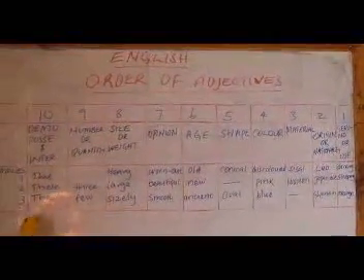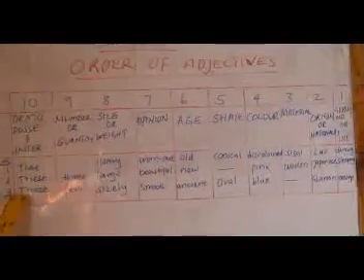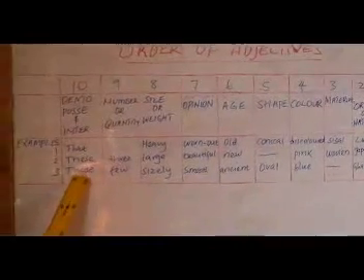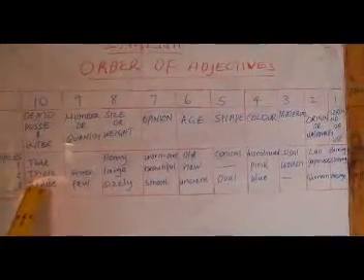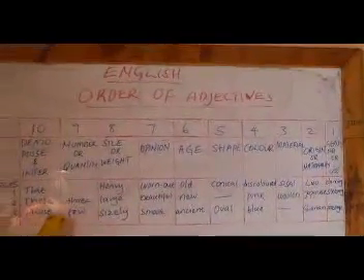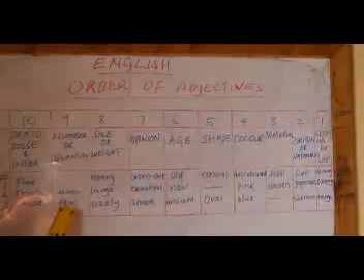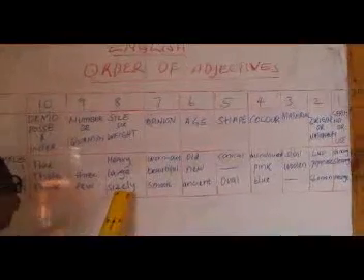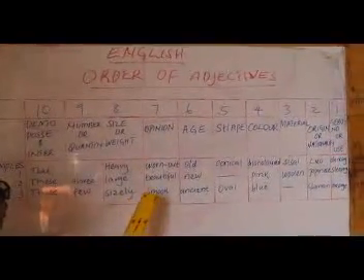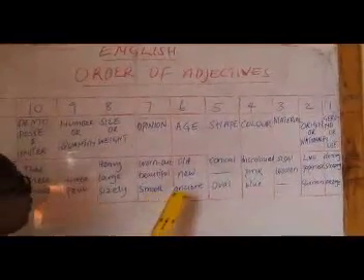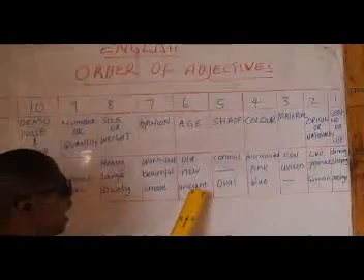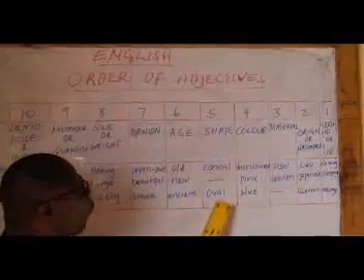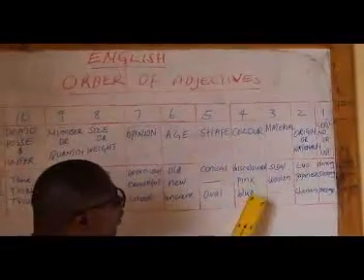Let me give another example. Example 3: "those" is a demonstrative adjective. Then number or quantity, we have "few". Then size or weight, we have "sizely". Then opinion, we have "smooth". Then age, that is "ancient". Ancient is the same as saying old. Then shape is "oval". Color, we have "blue".